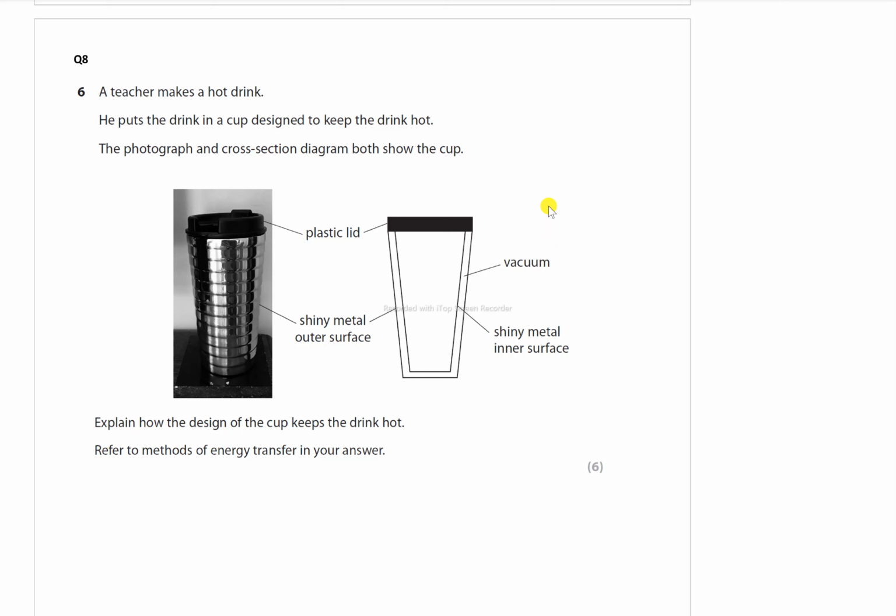Right, same idea. Look, it's a 6 marker. So what you've got is, if you notice straight away, shiny. You've got a plastic lid, they've highlighted. You've got a vacuum. Vacuum means no particles inside. No particles means no convection, and then there's no conduction either.